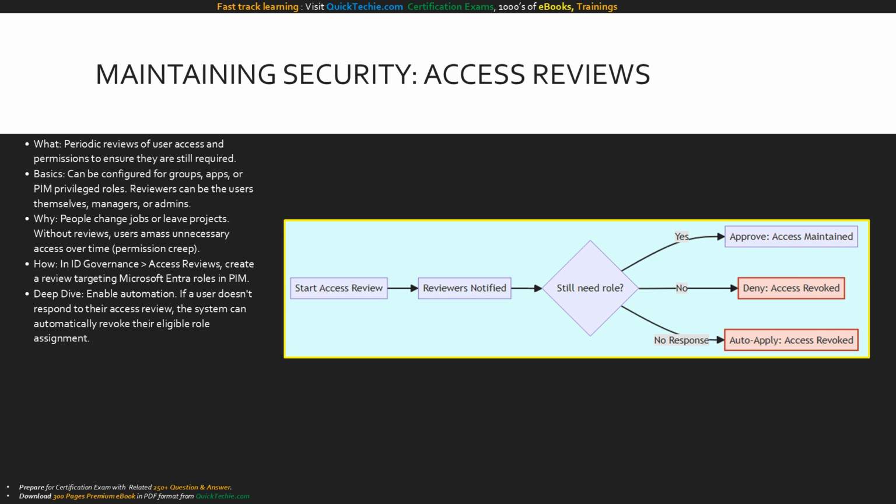This diagram illustrates the automated lifecycle of an access review. The review begins and notifies the designated reviewers. They are faced with a simple question: do you still need this role? If they approve, access is maintained. If they deny it, access is instantly revoked. But the most crucial path is at the bottom. If there is no response, the system's auto-apply feature defaults to revoking the access. This failsafe ensures your environment cleans itself of dormant permissions.